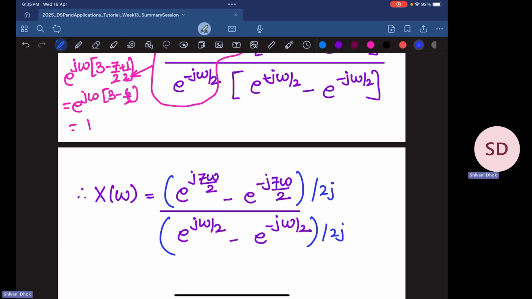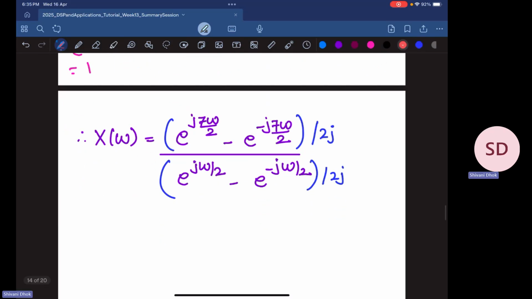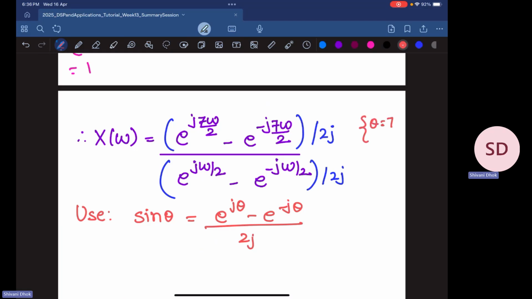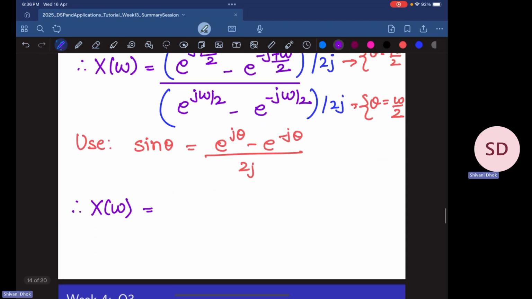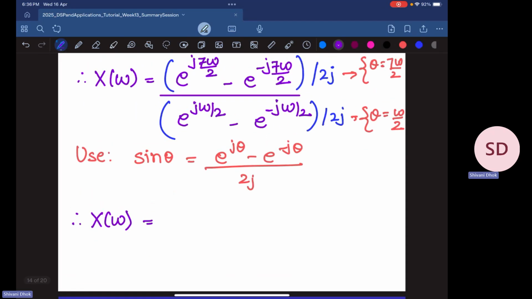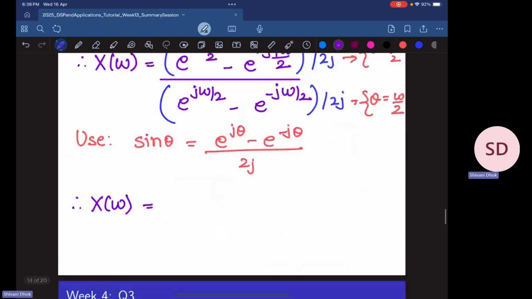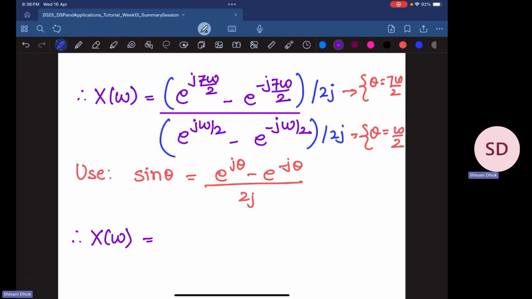These are standard tricks that we use in signals and systems or digital signal processing. And now we will use the property that sine theta can be written as (e to the power j theta minus e to the power minus j theta) divided by 2j. So for the numerator, theta is equal to 7 omega by 2, and for the denominator, theta is equal to omega by 2. So using this, we have X of omega equal to sine of 7 omega by 2 divided by sine of omega by 2.